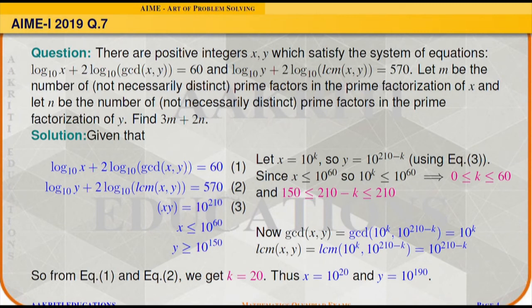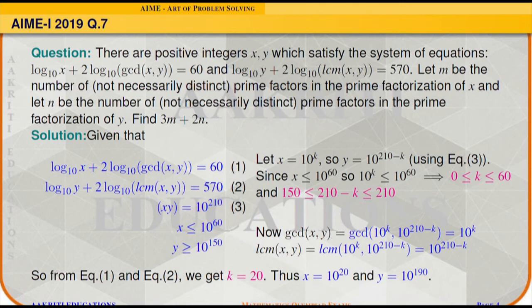So now we have got the three conditions: xy is equal to 10 raised to the power 210, x is less than or equal to 10 raised to the power 60 and y is greater than or equal to 10 raised to the power 150. So we can assume x in the form of 10 raised to the power k and it will give y is equal to 10 raised to the power 210 minus k.